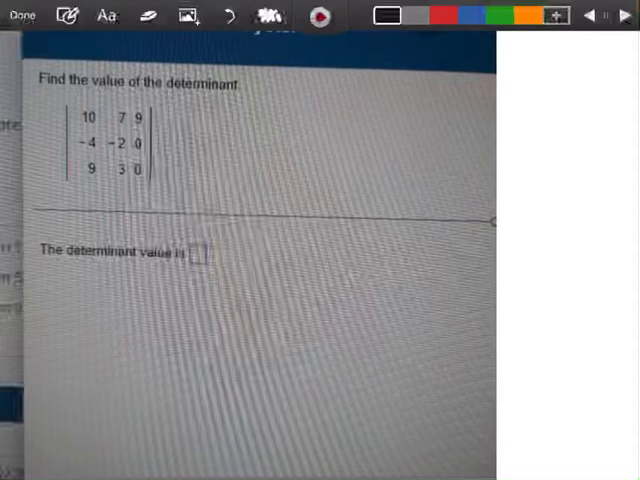We're trying to do this problem here. We're trying to find the value of the determinant. Okay, so this is a little bit more of a challenging problem because we have a bigger matrix here. So I'm going to walk you all through the process. I'm going to show you how to do this two ways.